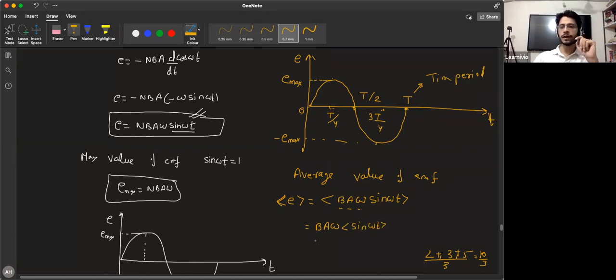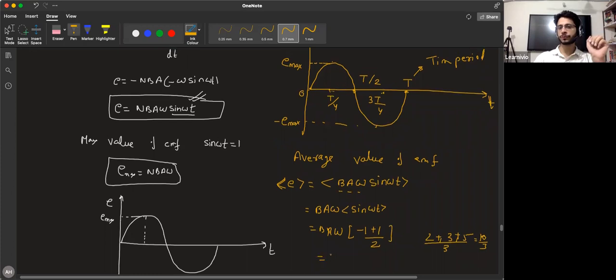To calculate the average of sine omega t, we first take the minimum value of sine omega t. Akshay, what is the minimum value of sine omega t? 0? No. Oh, -1. Yes, -1. Maximum value +1, divided by 2. So it will be 0. So the average will be 0. It's a variable EMF, but if you calculate the average value of this EMF, it comes out to be 0.